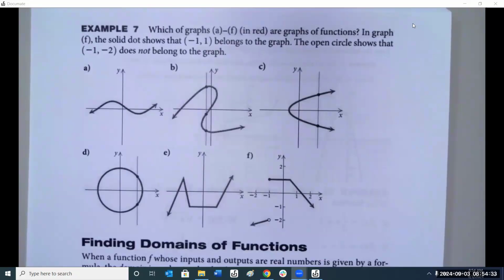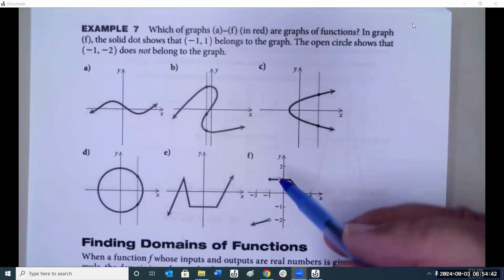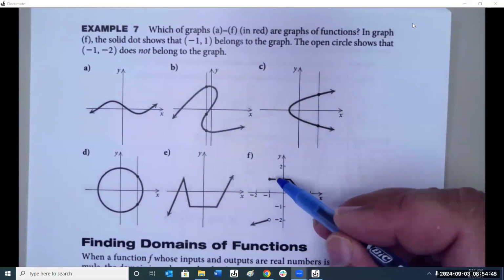What does a closed circle mean? It can be included in there. Open circle means not included. So at -1, it's going to be up here. It's going to be 1.